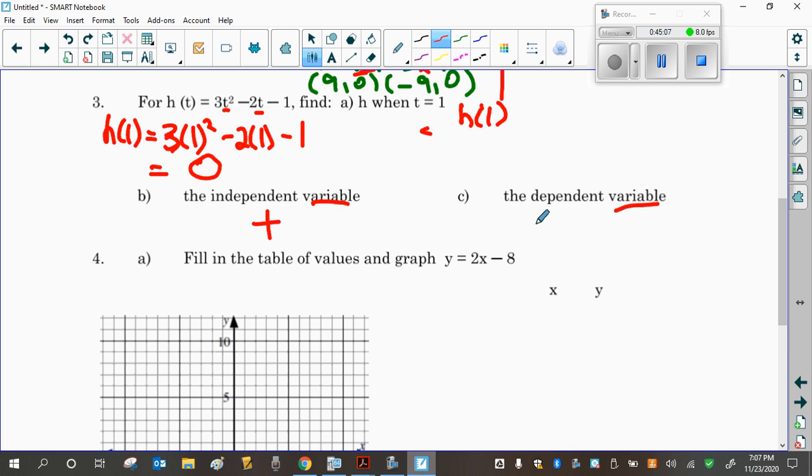What is the y here? Well, remember, y is the same thing as f of x. So you can have h of t as the dependent variable. That means y. Let's star that one. That's a new one.